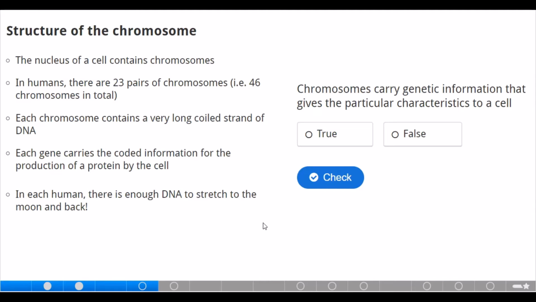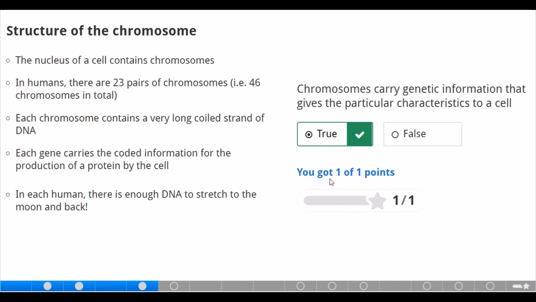The structure of the chromosome. The nucleus of a cell contains chromosomes. In humans, there are 23 pairs of chromosomes, that is 46 chromosomes in total. Each chromosome contains a very long coiled strand of DNA, and each gene carries the coded information for the production of a protein by the cell. In each human, there is enough DNA to stretch to the moon and back. Chromosomes carry genetic information that gives the particular characteristics to a cell. True or false? True.